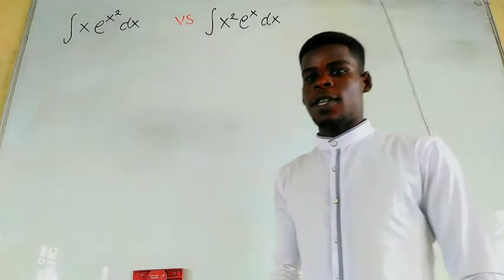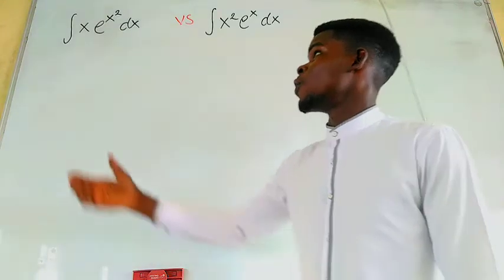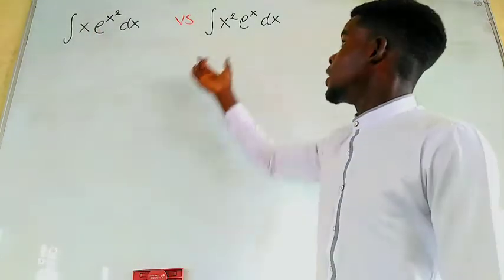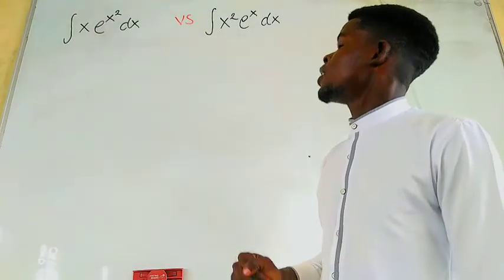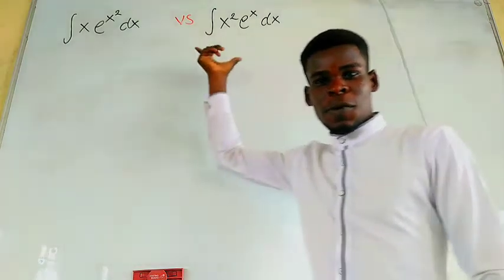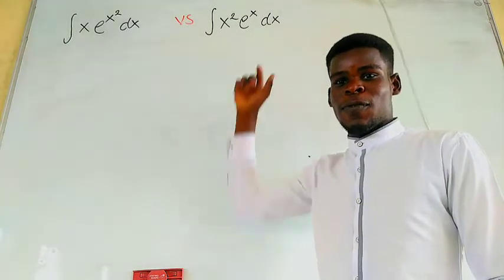Now in this video, we want to investigate the anti-derivative of this integrand x times e to the power x squared and this other one x squared times e to the power of x. Well, the first one is pretty simple, but the second one is also simple, but it's also very nice.